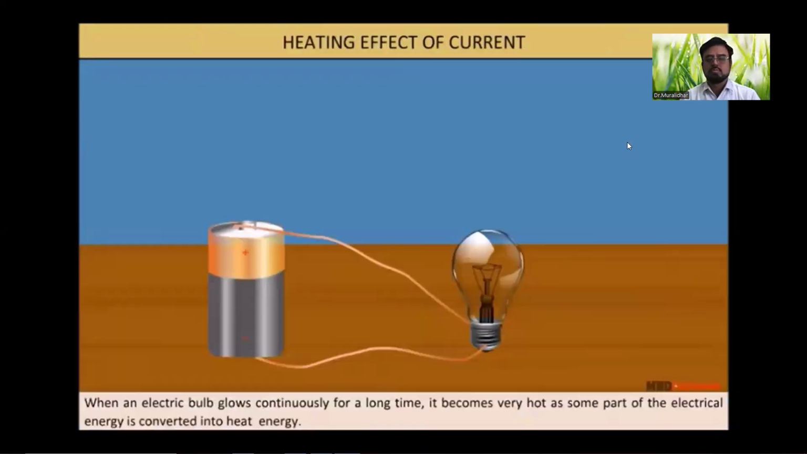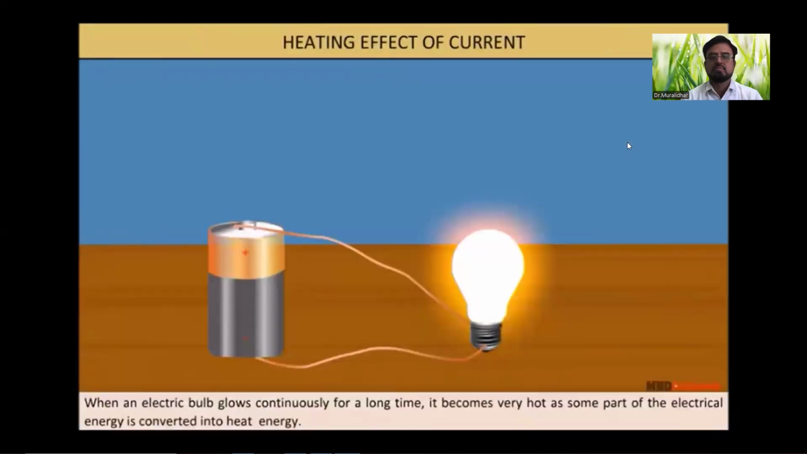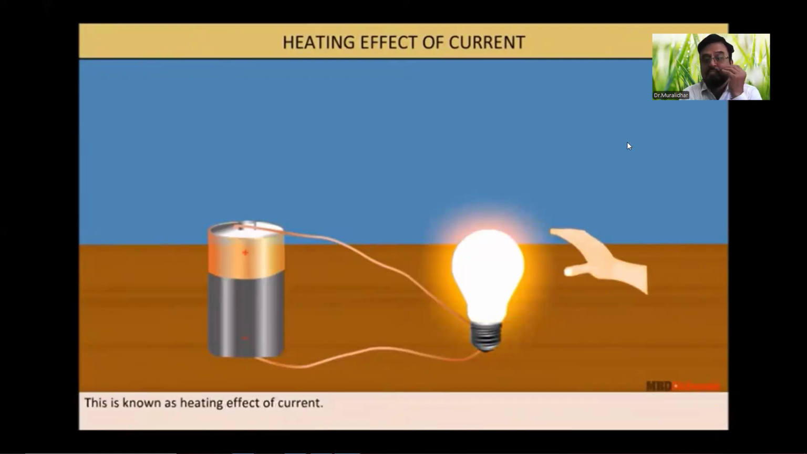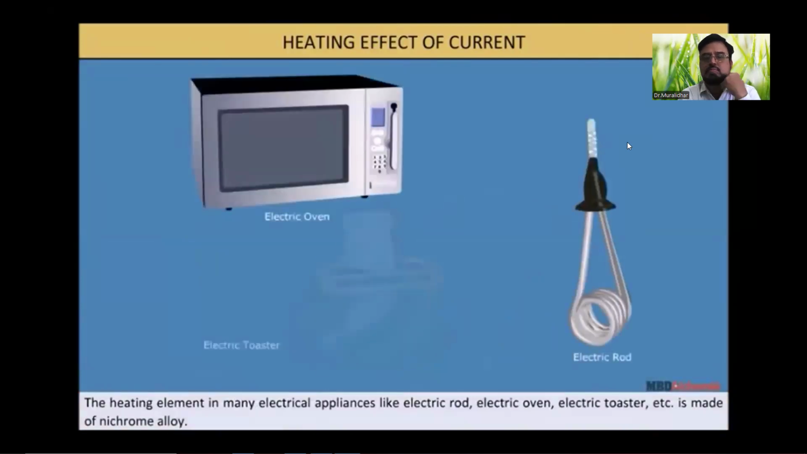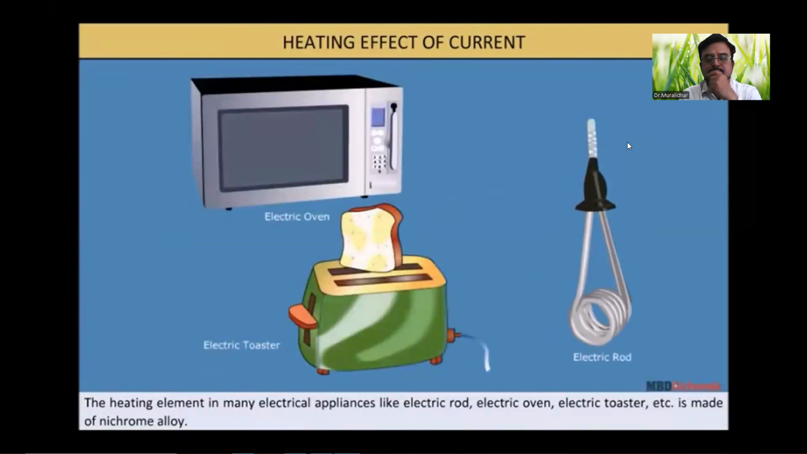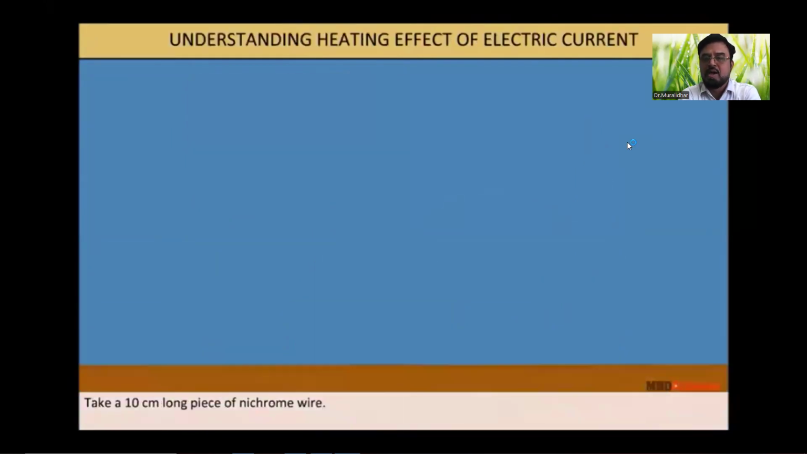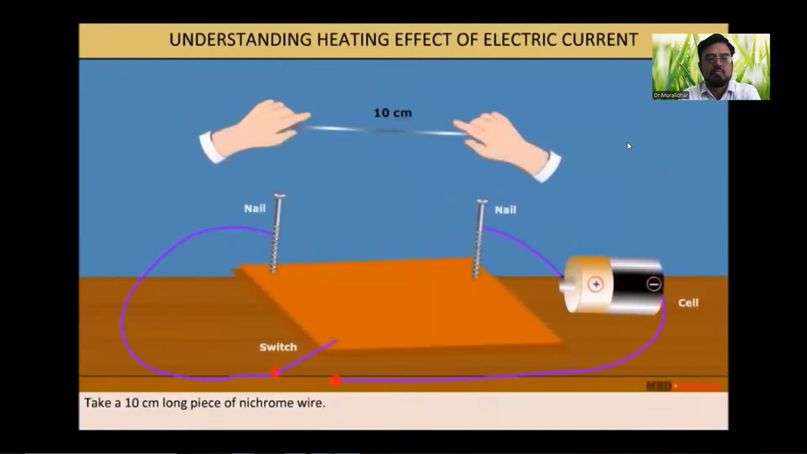Heating effect of current. When an electric bulb glows continuously for a long time, it becomes very hot as some part of the electrical energy is converted into heat energy. This is known as the heating effect of current. The heating element in many electrical appliances like electric rod, electric oven, electric toaster, etc. is made of nichrome alloy, nickel and chromium.